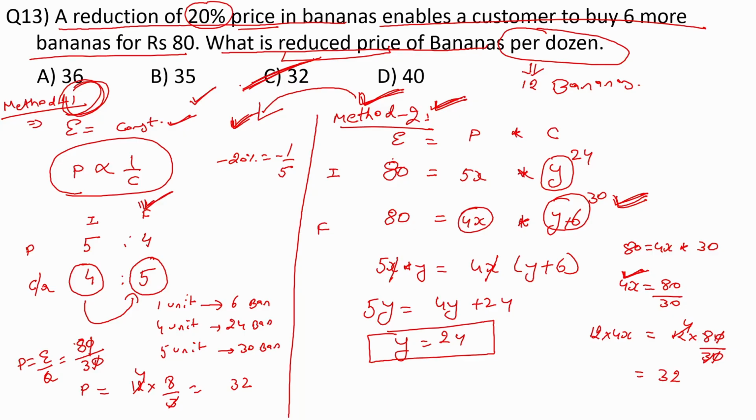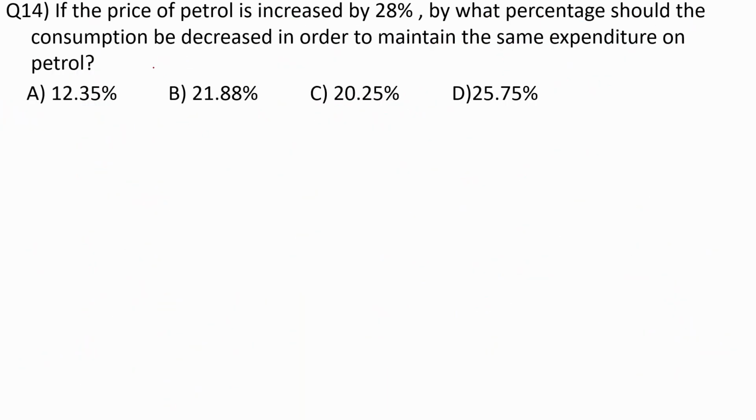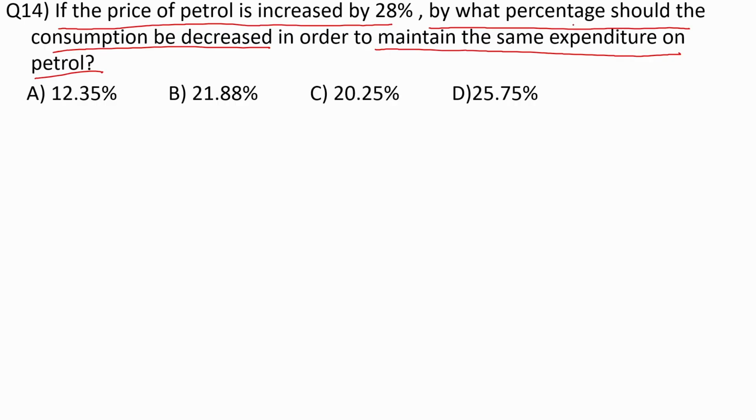Let's go to the next question. If the price of petrol is increased by 28%, by what percentage should the consumption be decreased in order to maintain the same expenditure on petrol? So here we have to maintain the same expenditure. So expenditure is constant. So price is inversely proportional to consumption.